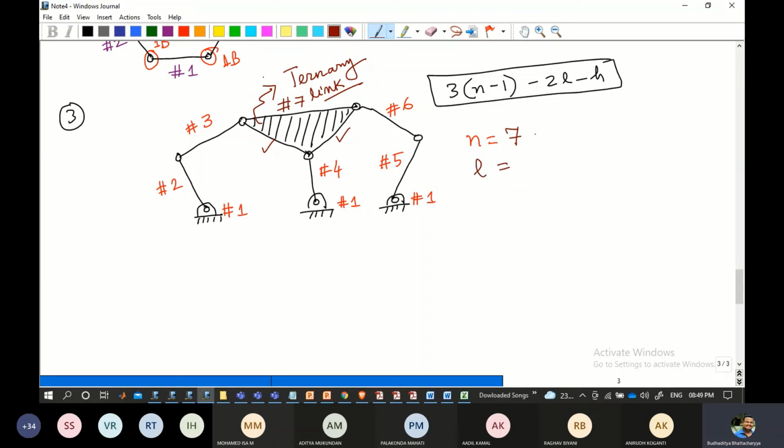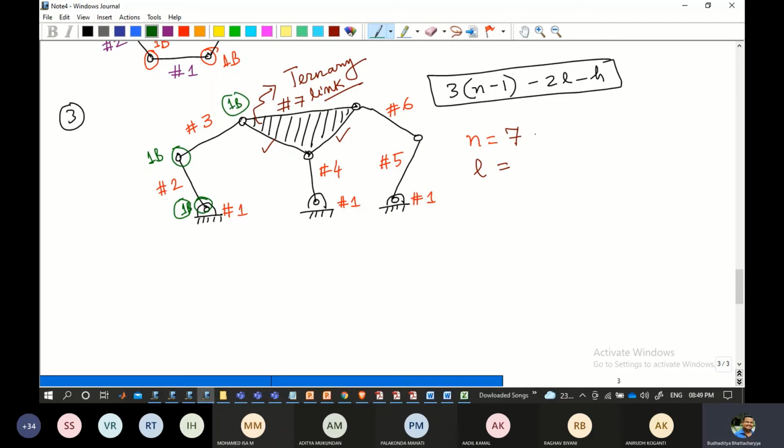Can anyone give me quickly what is the value of L that you might calculate? How many binary joints do we have? Binary joints, how do you calculate? You just compare two links, like, let me take another color, green maybe. 1 and 2, so this is one binary link. 2 and 3, so this is a binary link. 3 and 7, this is a binary link.